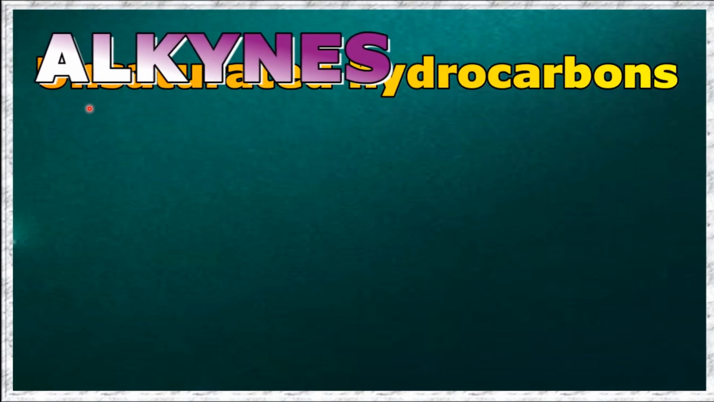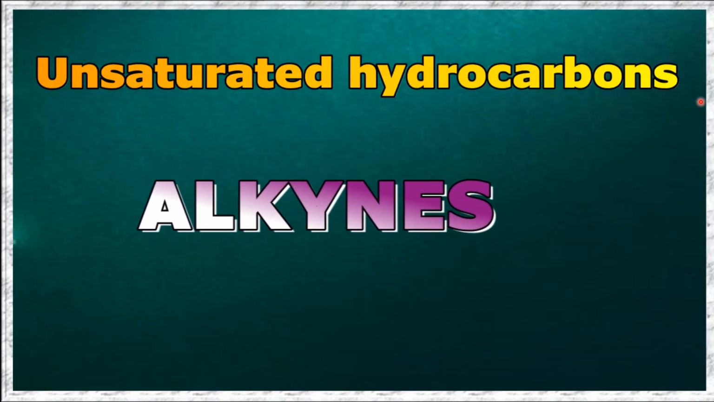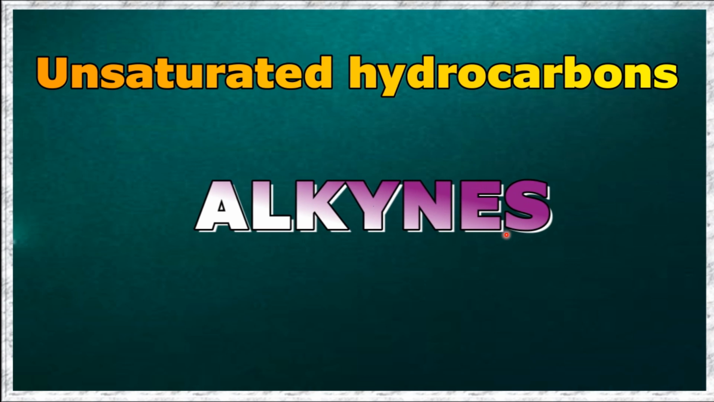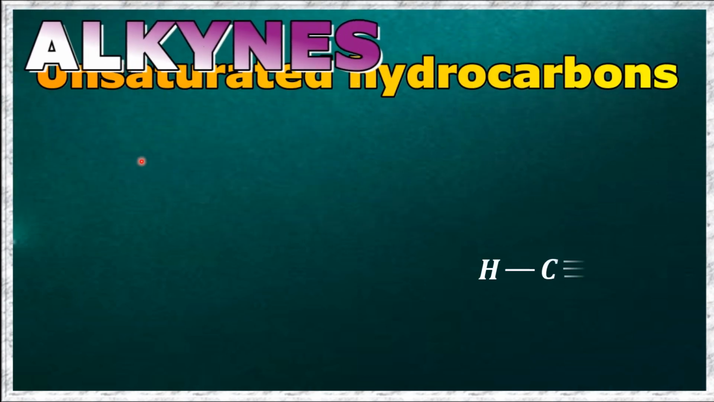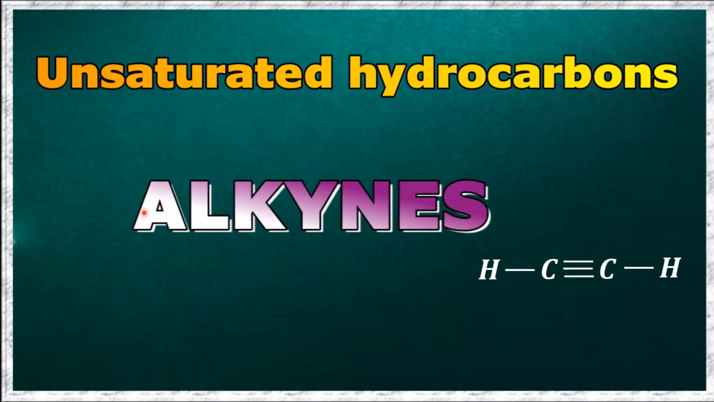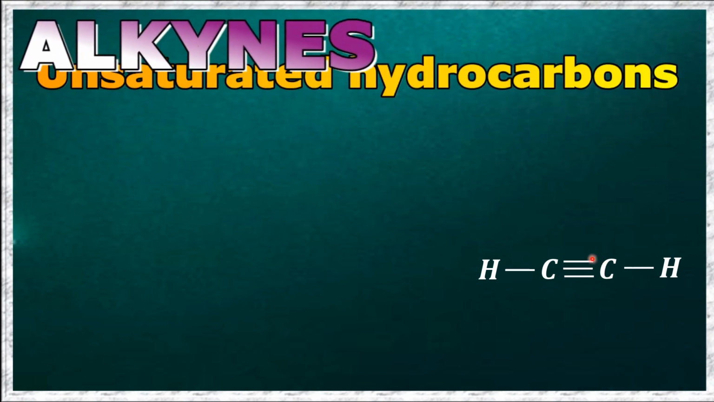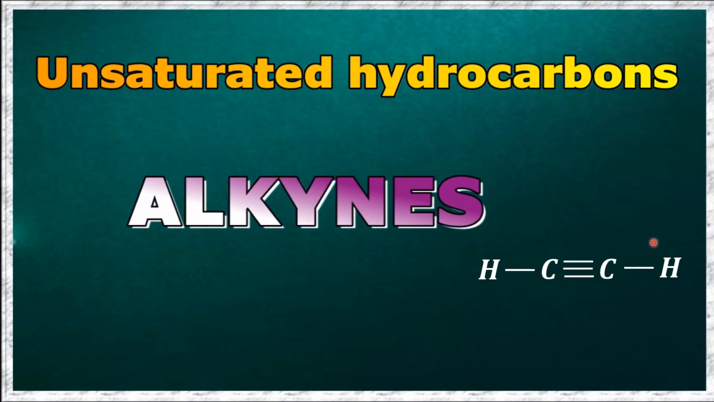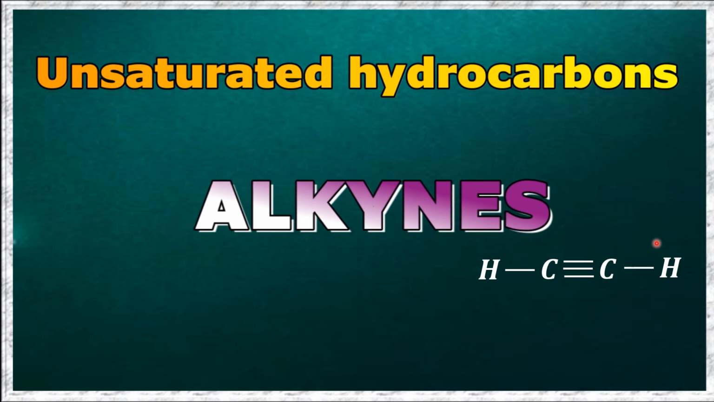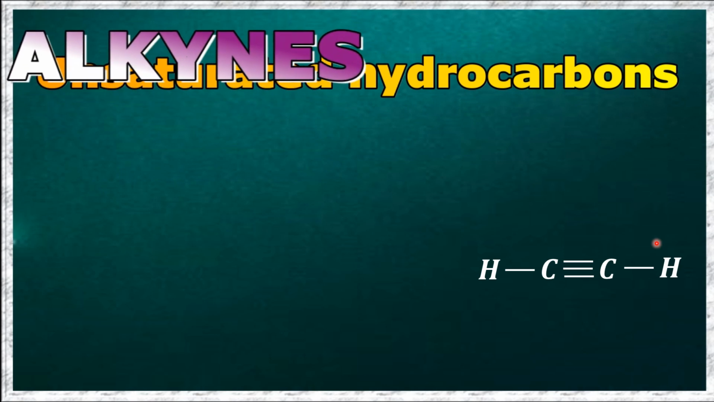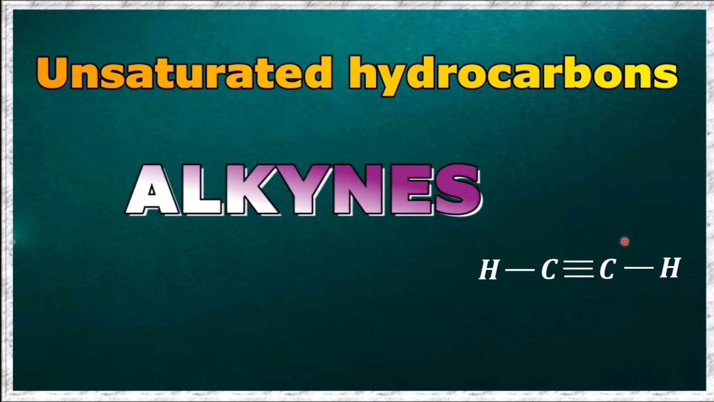Welcome to our video on unsaturated hydrocarbons, specifically alkynes. Alkynes are a class of unsaturated hydrocarbons that contain at least one carbon-carbon triple bond. They are also known as acetylenes and are characterized by their unsaturated nature and high reactivity.